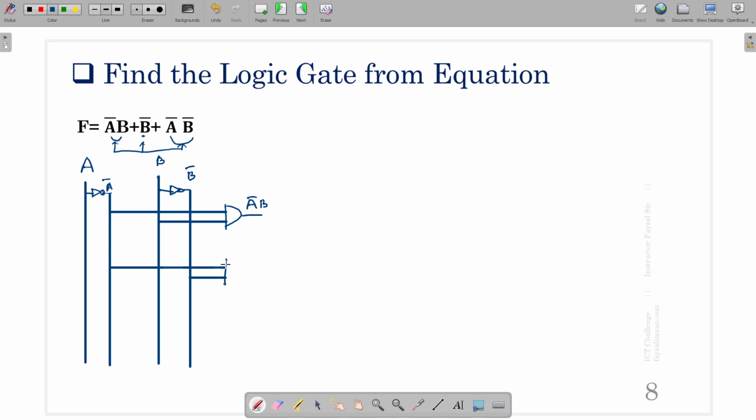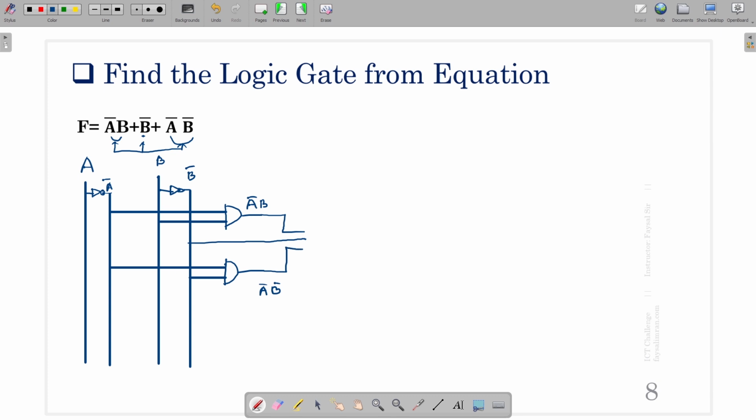So this is AND gate and you will get A bar into B bar. Now we have to add those three values. So here we write this is one of our inputs, A bar into B, and we need another input, this is B bar. So we draw this line for B bar, and A bar into B bar is already available.